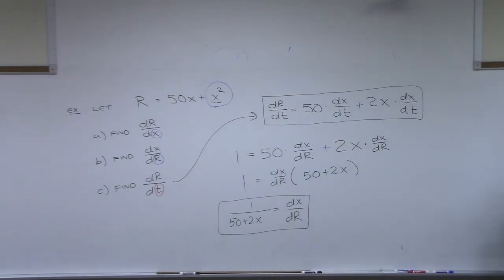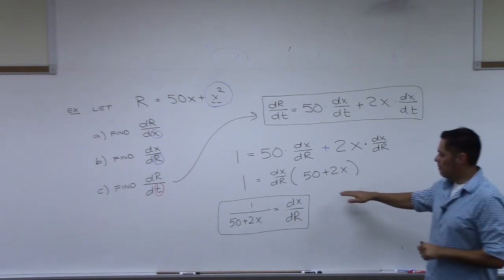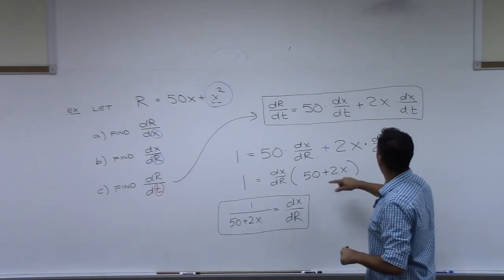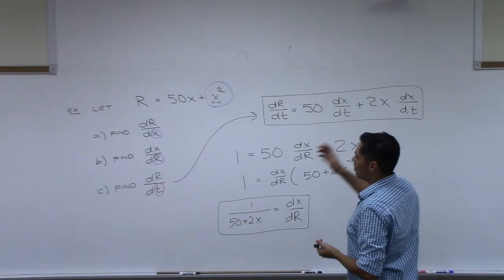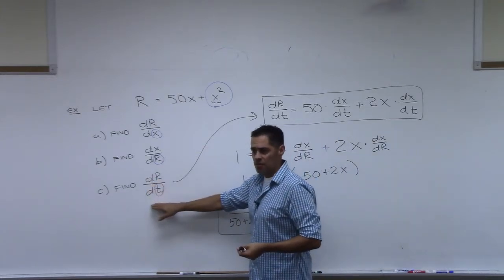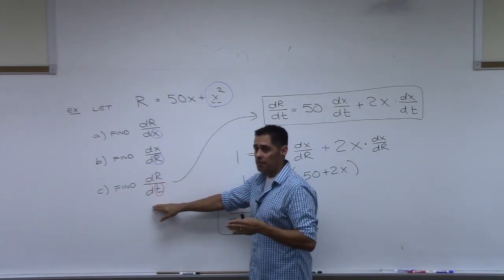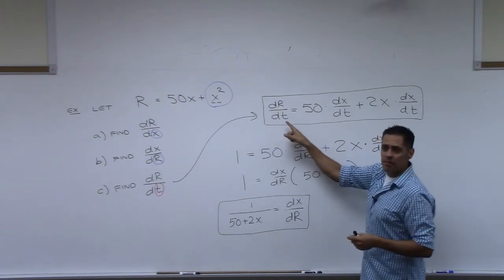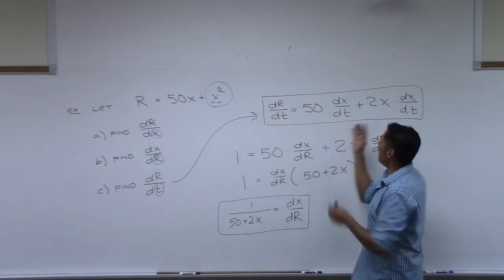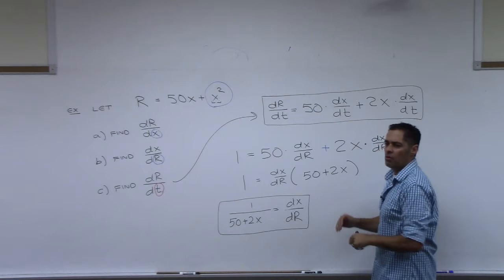We couldn't do it how we did it before, where we put dx/dt times 50 plus 2x. Well, we're supposed to find what dr/dt is, right? That means get it by itself. Well, it's already by itself. You see? It simplifies the right side. Oh yeah, you could have factored that. That wouldn't have been wrong. You just leave it like that.